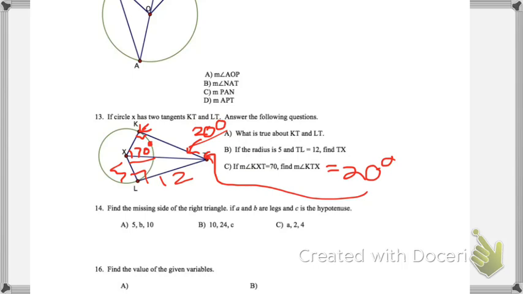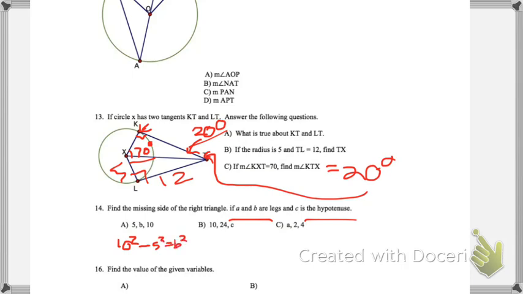Last, 14, find the missing side of the right triangle. So these are Pythagorean theorem. It says A and B are legs, C is the hypotenuse. So it's always leg squared plus leg squared equals hypotenuse squared, or if you're going more sophisticated, you can always take hypotenuse squared minus a leg squared that you're given to get the missing leg squared.